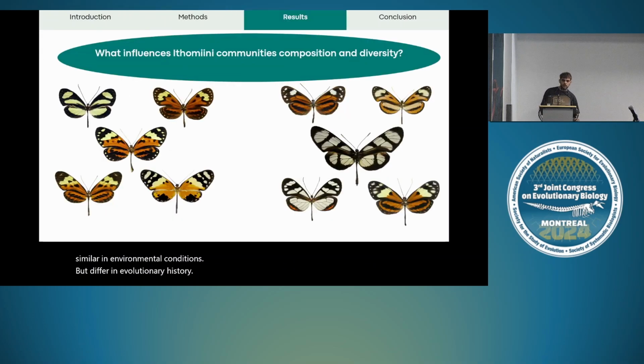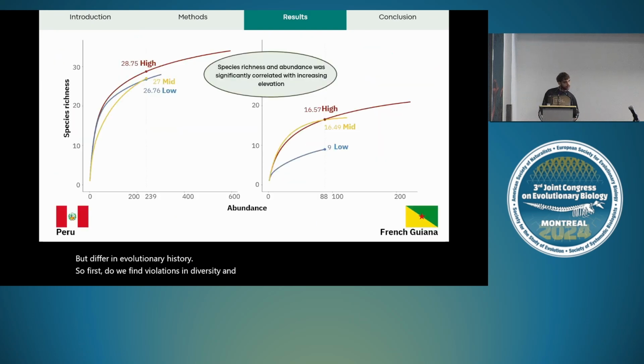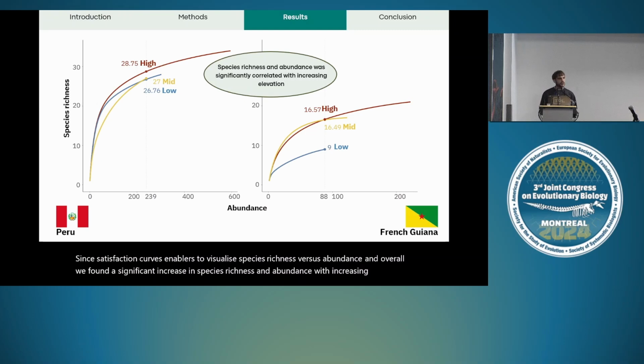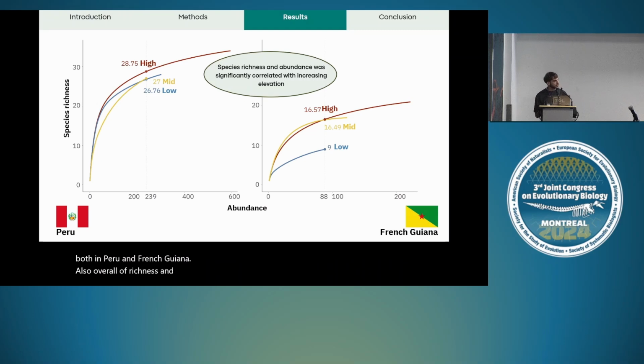So first, do we find variations in diversity and communities? These rarefaction curves enable us to visualize species richness versus abundance. Overall, we found a significant increase in species richness and abundance with increasing altitude, both in Peru and French Guiana, although overall richness and abundance was highest in Peru.